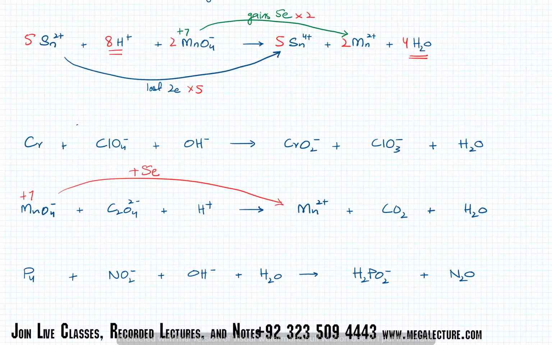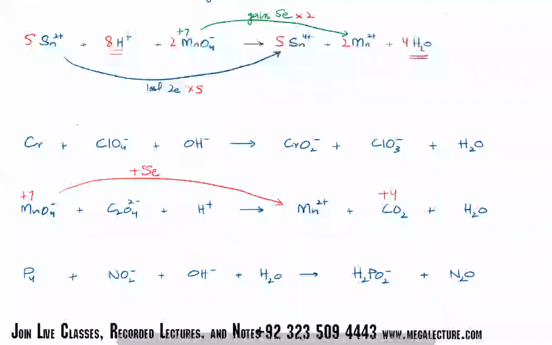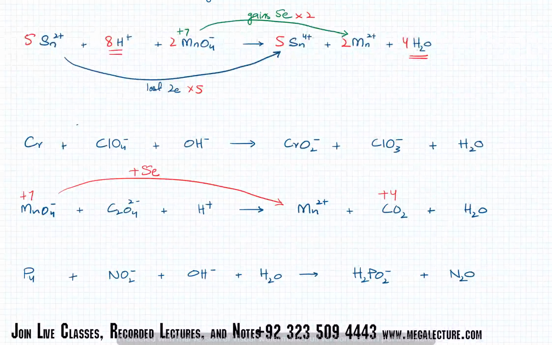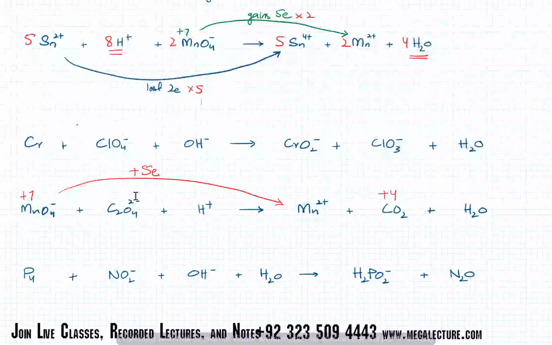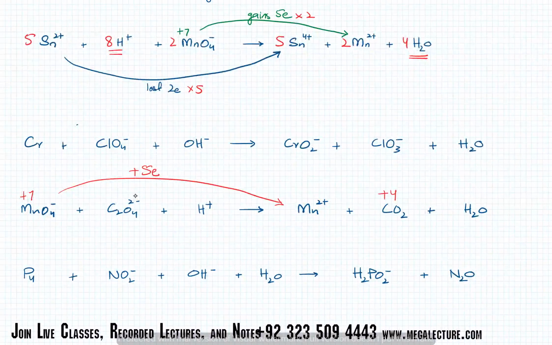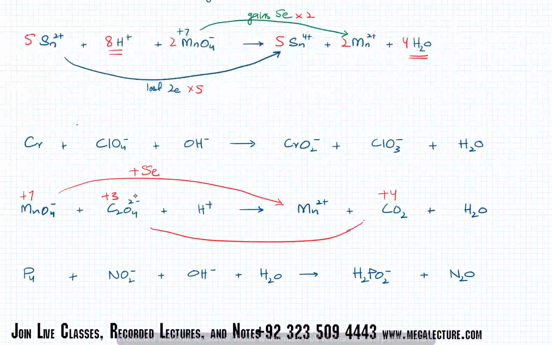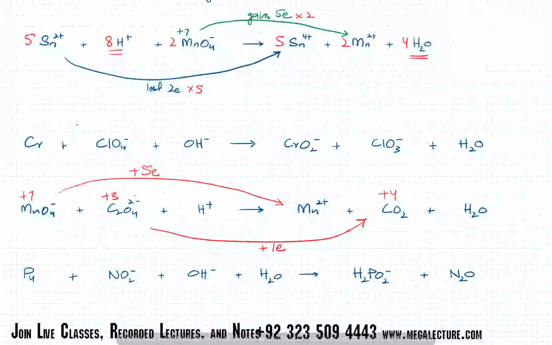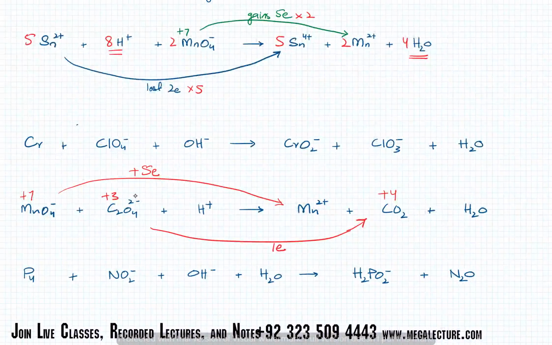What's carbon? Carbon is +4 over here in carbon dioxide. What's C2O4 2-? What's the oxidation state of carbon over here? I thought it was 3+. Yeah, I think that's +3 as well, right? So it is +3. So it means it lost what electrons? 1. Yeah, lost 1 electron.